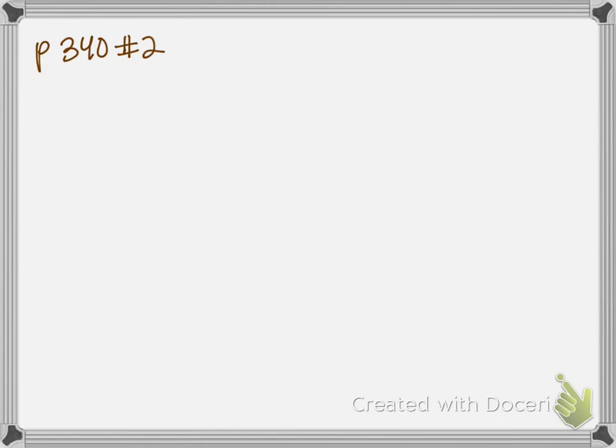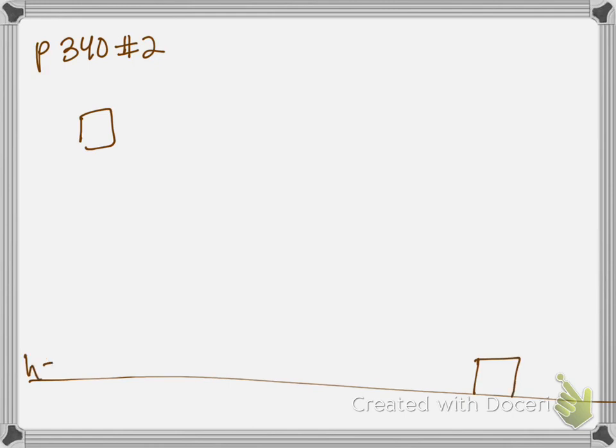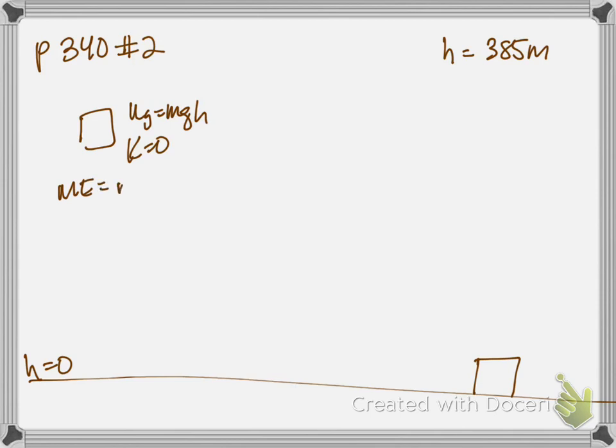So what I'm thinking here is that there is some energy loss to air resistance. Let's say the start is up here and the finish is down here. Let's make h equal 0 at the ground. The energy that the suitcase has at the beginning of the problem is mgh, where h equals 385 meters above the ground. There's no kinetic energy here because they said it's dropped from rest. So the mechanical energy here is mgh.